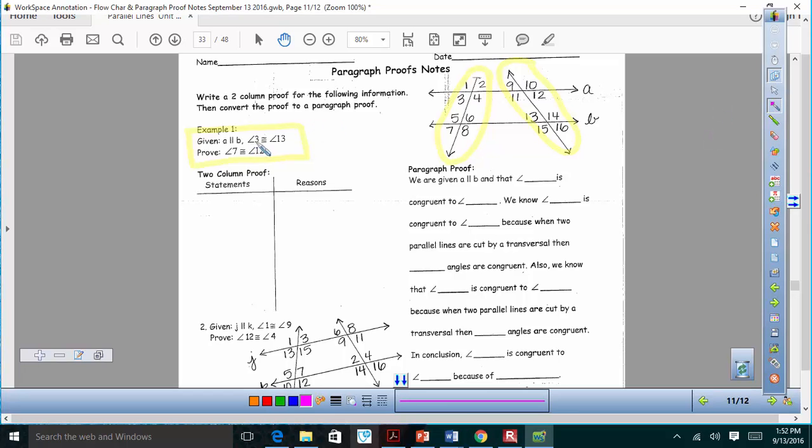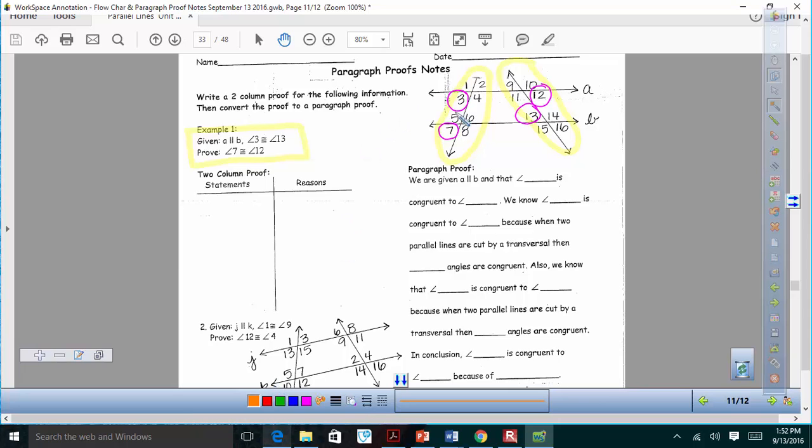So we're starting with angle 3 is congruent to 13. So we take 3 and circle it, take 13 and circle it. We want to prove angle 7 is congruent to angle 12. So I'm also going to circle 7 and 12. Okay? And so now I'm just looking at those transversals.